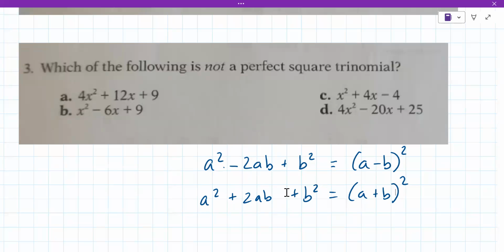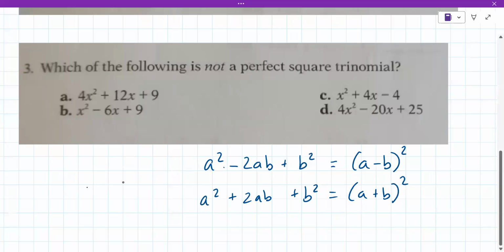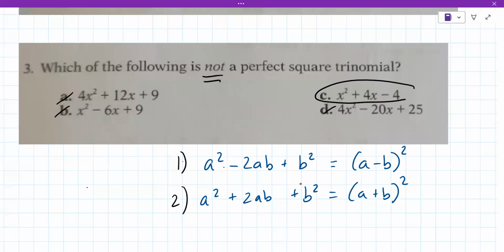A squared minus 2ab. Okay. There's 3 of them that have exactly the same signage, where there's a minus and then a plus, or a plus and then a plus. 3 of the 4 have that. Which 3 have the same operators? A, B, and D. So that means the one that is not is this one right here.